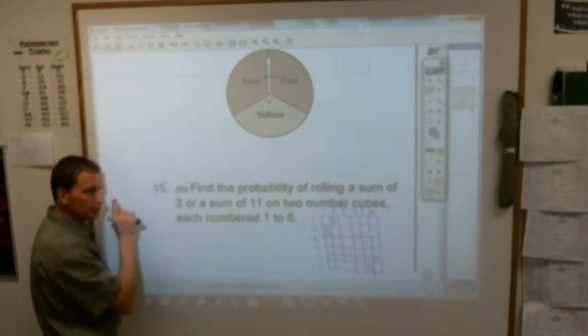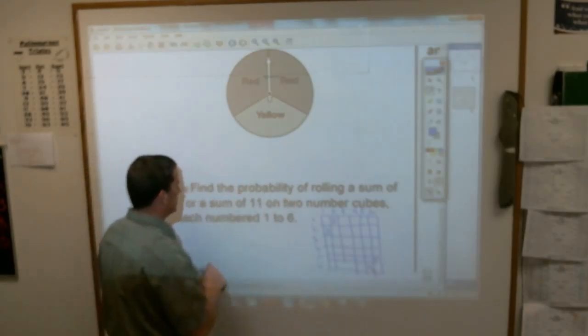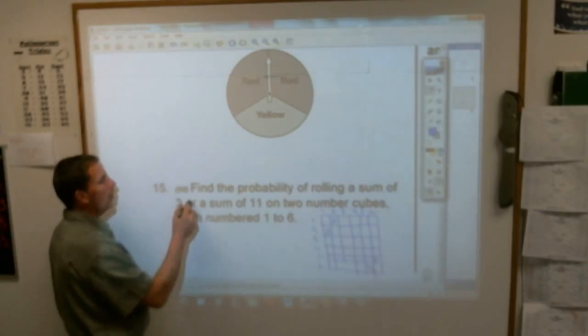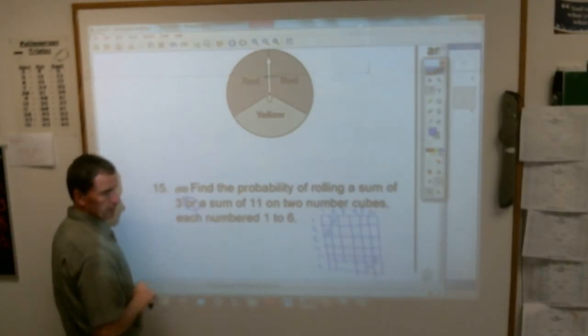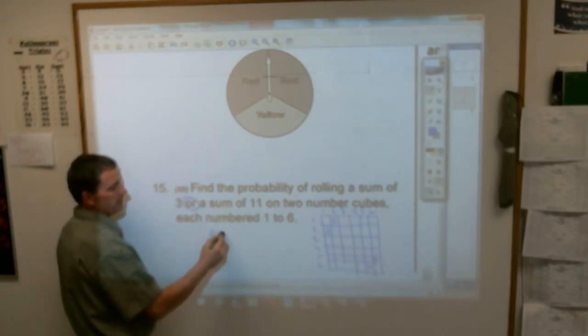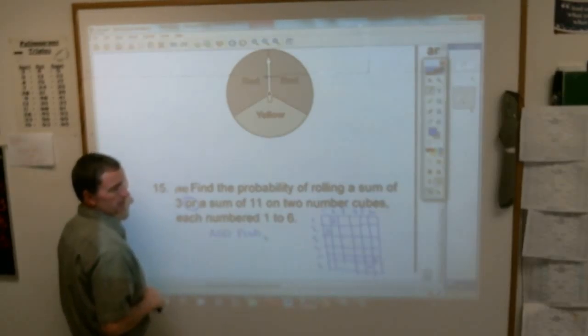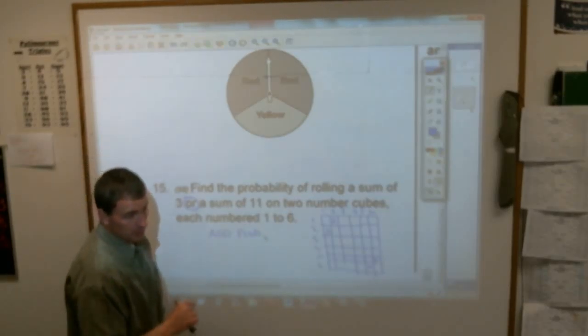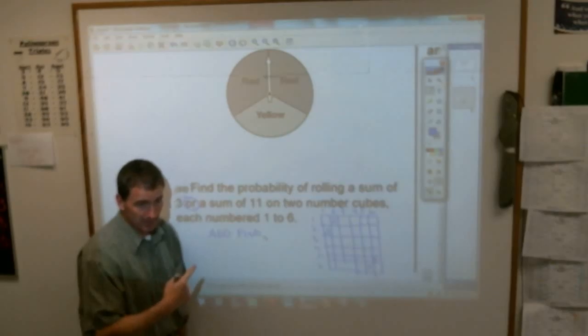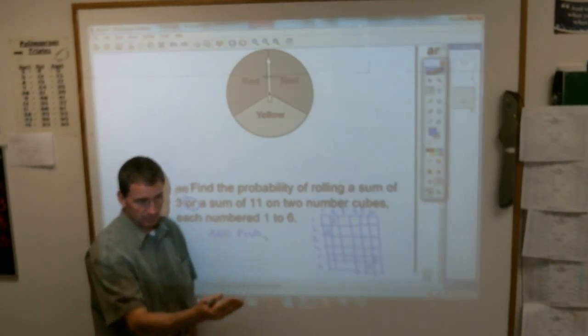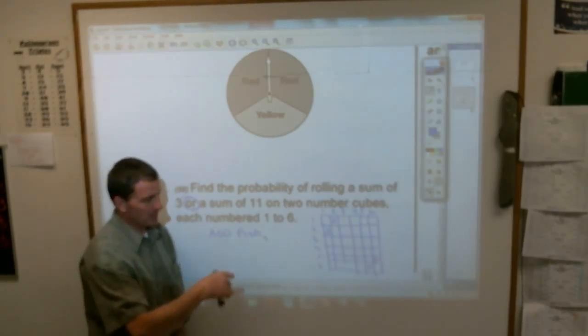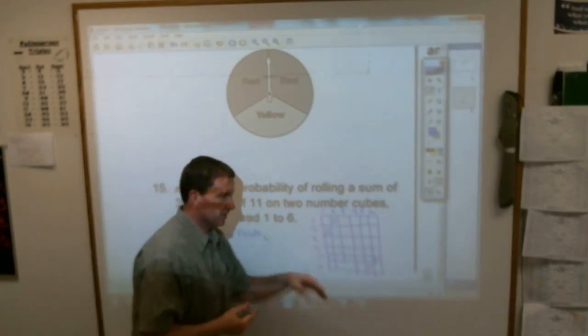Now you have to be careful when you read this. It says the probability of rolling a sum of 3 or 11. And when it's an or, that means either one of them can happen. You add the probabilities together. The only time you would do anything other than that is if they could happen at the same time, then you'd have to subtract the number of times it happens at the same time, but you can't roll a 3 and an 11 at the same time.